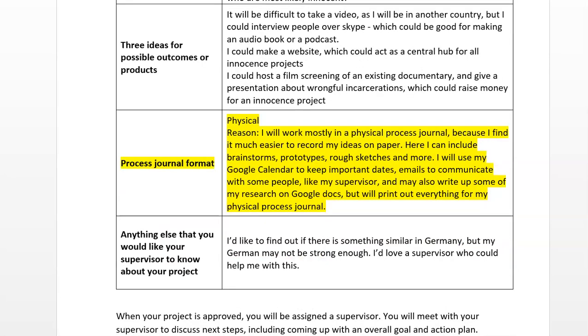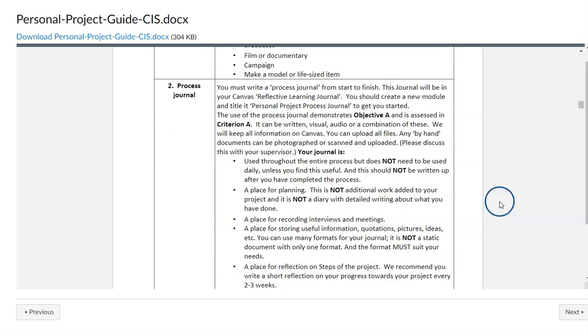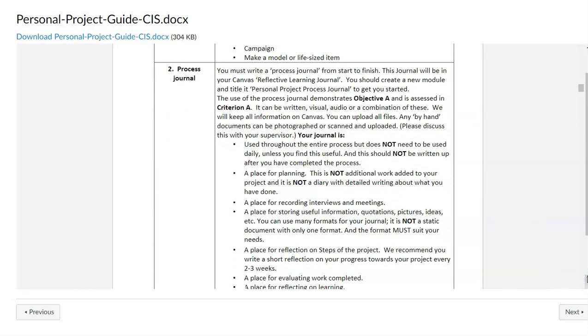The next box asks about your process journal. Let's remind ourselves what a process journal is. You can find information about the process journal in the Personal Project Guide at CIS on Canvas as well. Throughout your project, you must write a process journal from start to finish.